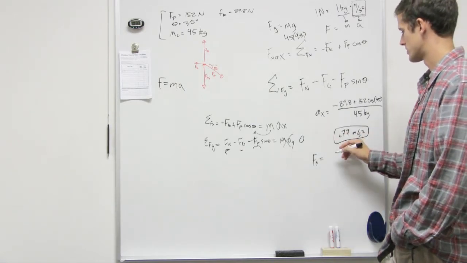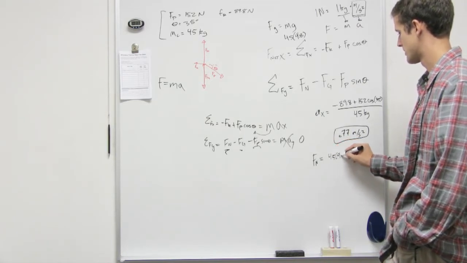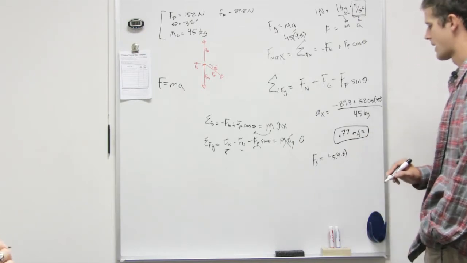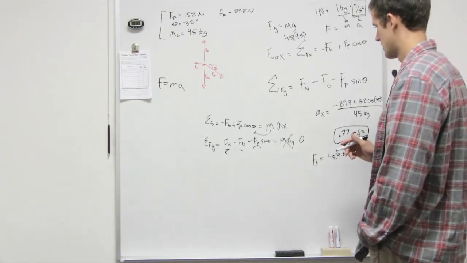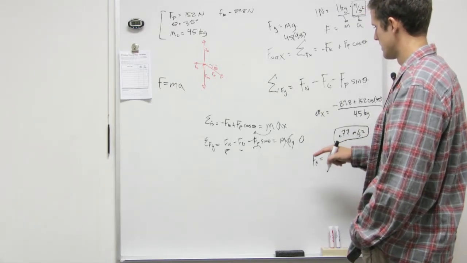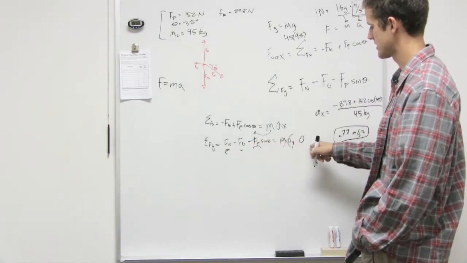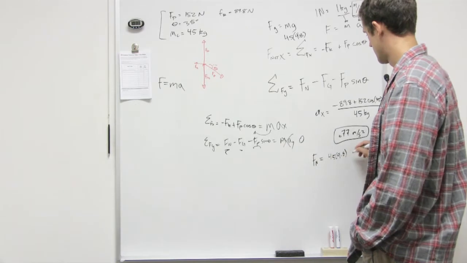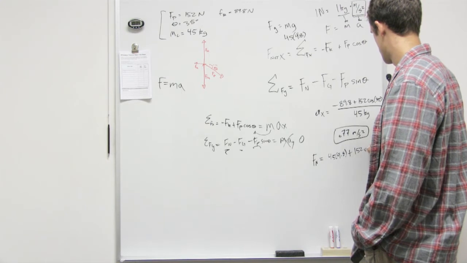So you've got Fn equals Fg, which is 45 times 9.8. Then you take the pushing force, and you subtract it, or rather, you take this one and add it to the other side, because negative on one side would be positive on the other. So you actually add it. So 152 sine of 35.